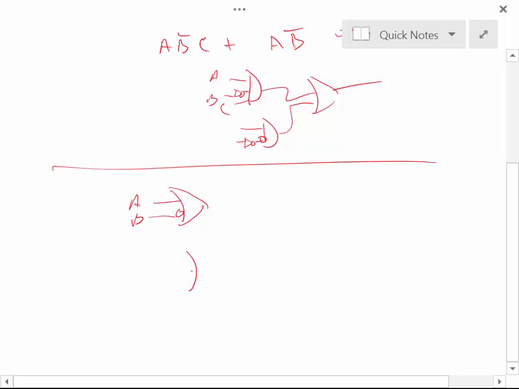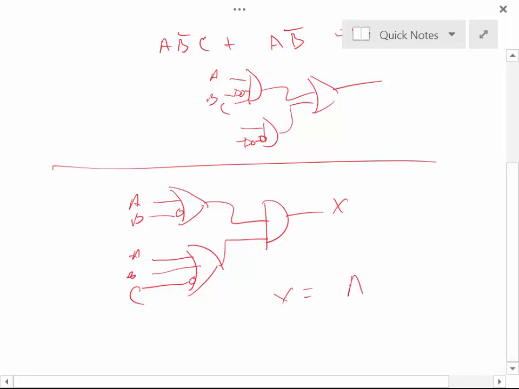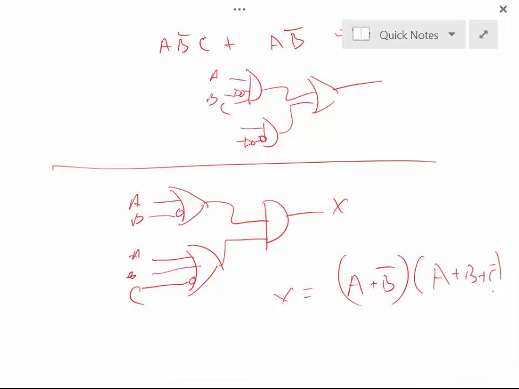AB, A, B, C, and you know, A, B, C, and you would give me the equation X is equal to A plus B naught ANDed with A plus B plus C naught, for example. So you would go from equation to circuit. In this particular case, I give you a circuit.